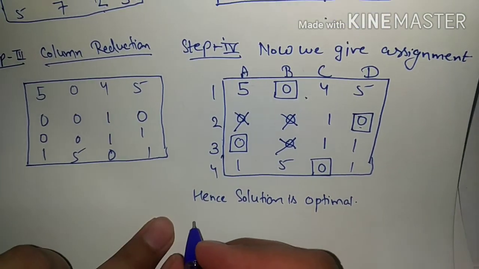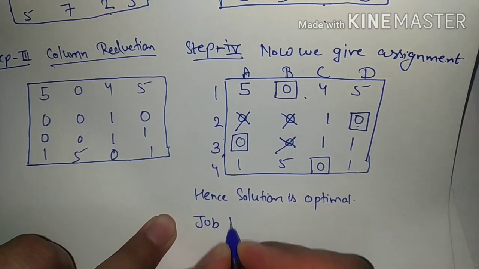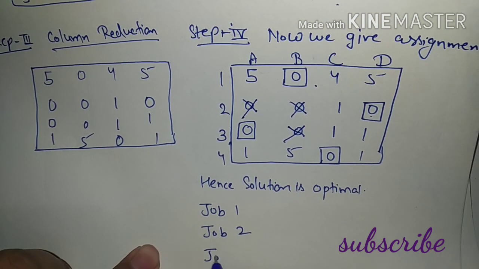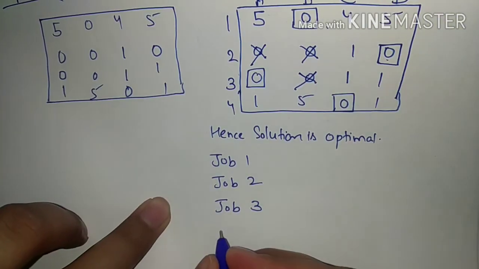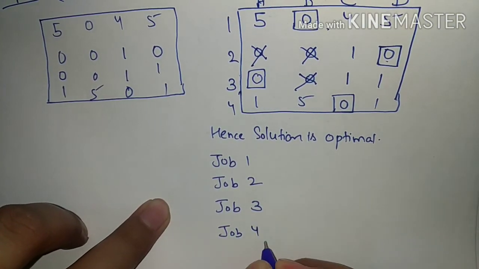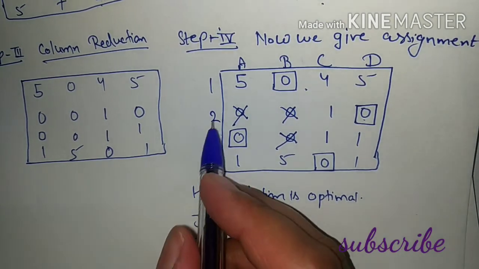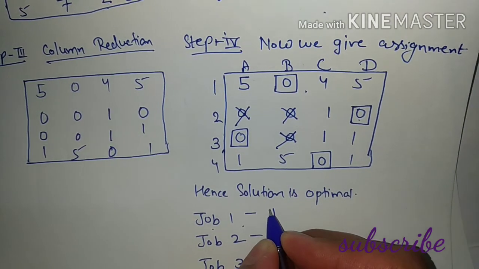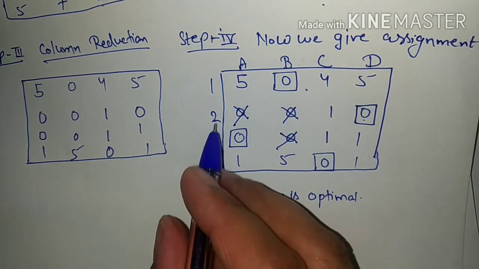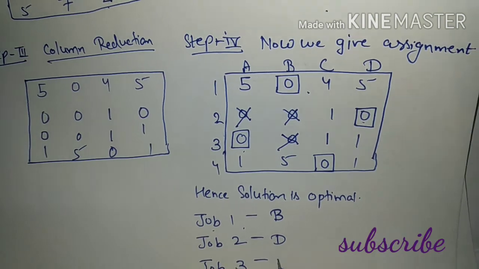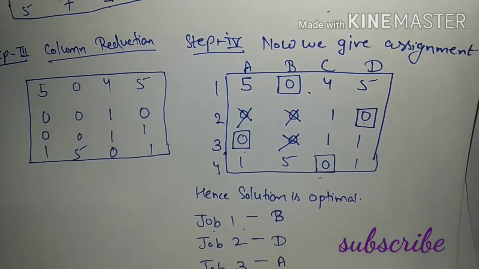Here job 1, job 2, job 3, job 4. Job 1 is assigned to B, job 2 is assigned to D, job 3 is assigned to A, and job 4 is assigned to C.